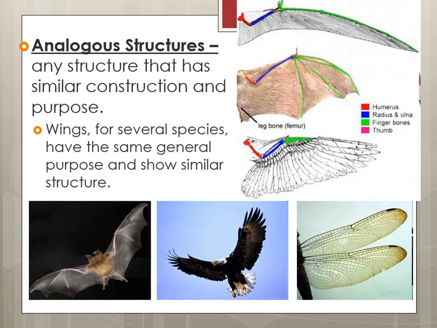All right, the last structure that we can look at is an analogous structure. So these are comparing structures that have the same basic function or purpose. So we look at the wing design for different species. We have the mammalian bat, we have a bald eagle, and then we have a dragonfly here. And then this one is showing you bird, bat, and I believe this is a pterodactyl wing. But wings for several species have the same general purpose and show a similar structure. Slightly different based on what kind of species you're looking at, but again, same basic design.